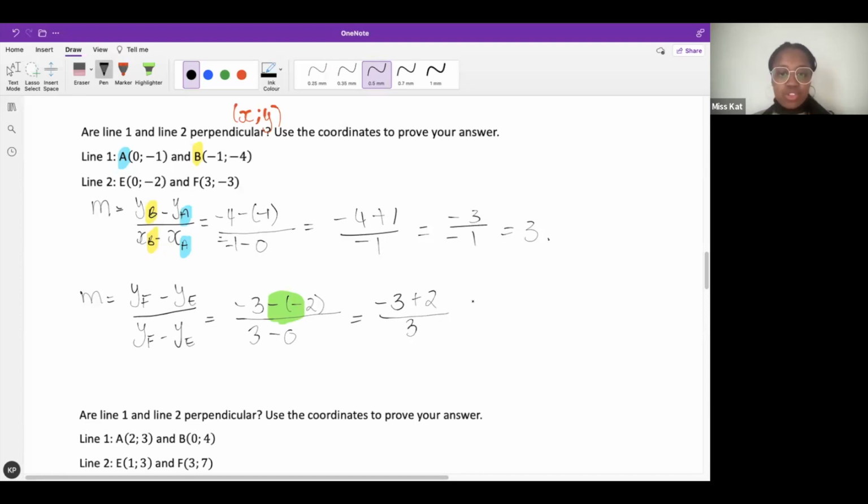3 minus 0 is just 3, right? Yes, ma'am. Equals. What's -3 plus 2, Boka? -3 plus 2 is -1. -1 over 3. Thank you, Boka, for helping me. That was fabulous. Thank you. Yes, ma'am. Thank you.